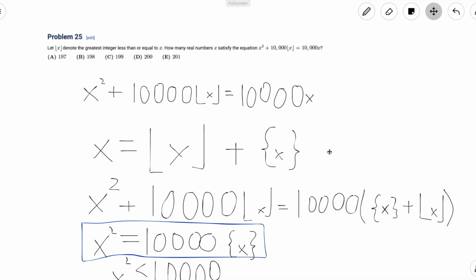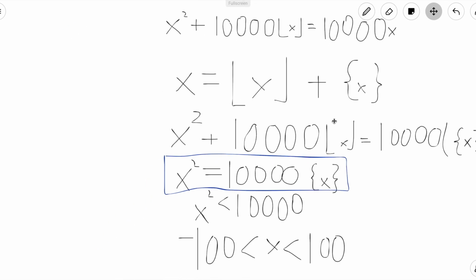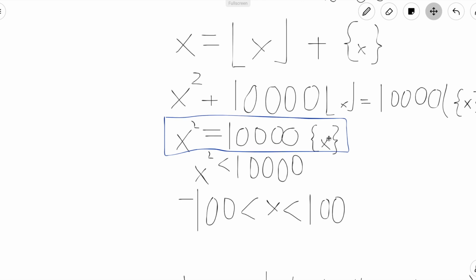And, well, remember what I said, the fractional part is between 0 and 1? That means that x squared must be less than 10,000. Which if you solve this, you'll get that negative 100 is less than x, which is less than 100. Okay, so now let's draw the equation that I've boxed in blue.